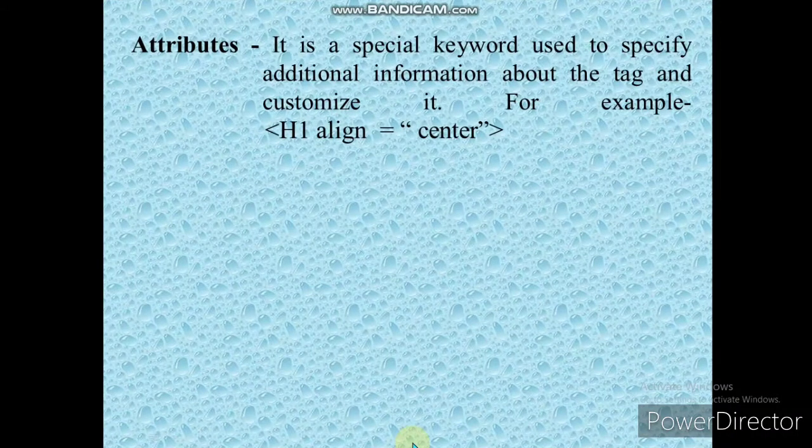attributes. It is a special keyword used to specify additional information about the tag and customize it. If you want to give any additional information about the tag, then we can give it by its attribute. For example, h1 is a heading tag, and this is align. This align is the attribute. Align is the attribute of h1 tag.